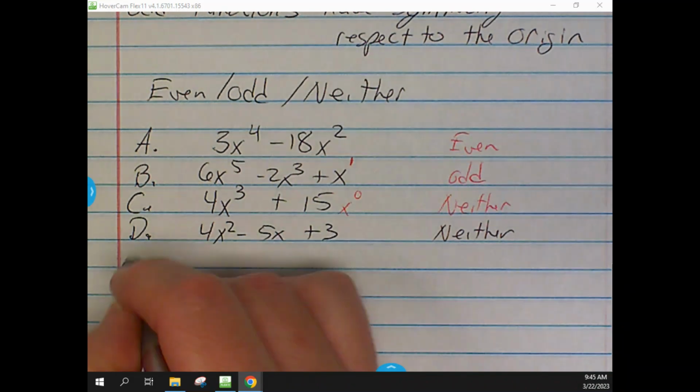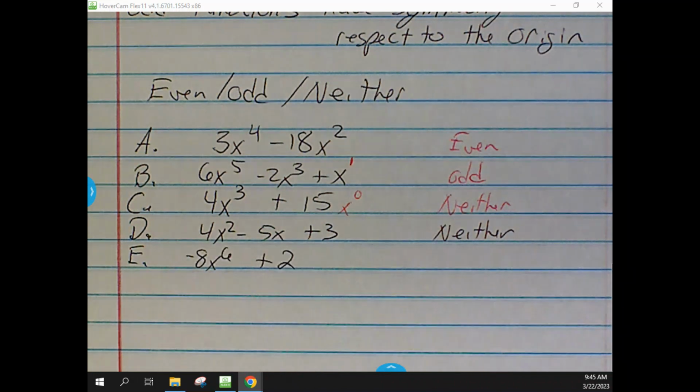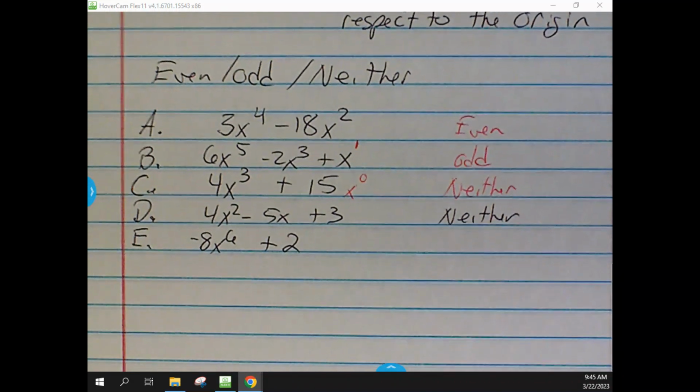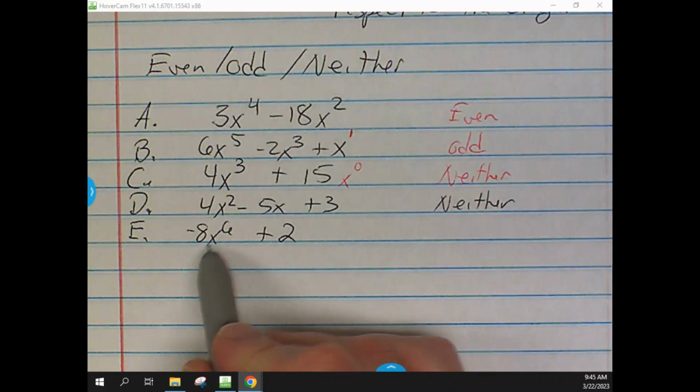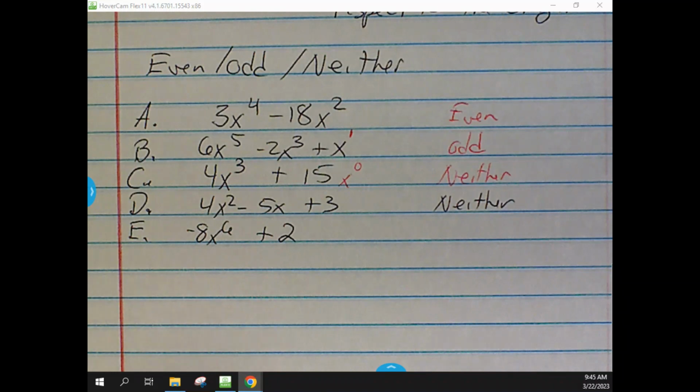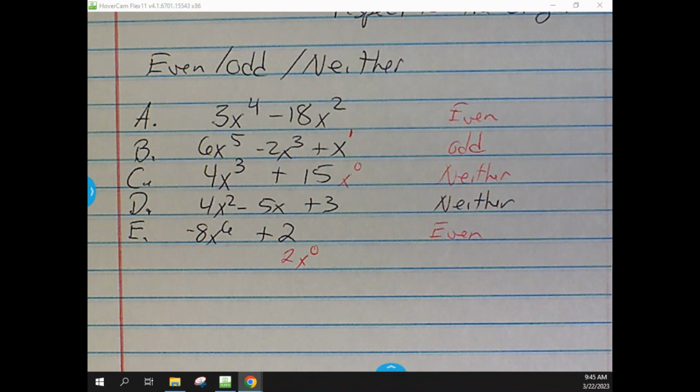Okay, one more real quick, if we had negative 8x to the 6th plus 2, all right, that's x to the 6th power. Again, the 2 is technically 2 times x to the 0 power. So that's x to the 6th, x to the 0. Both of those are even, so that one would actually be even. Okay. All right, and that's that last little piece.